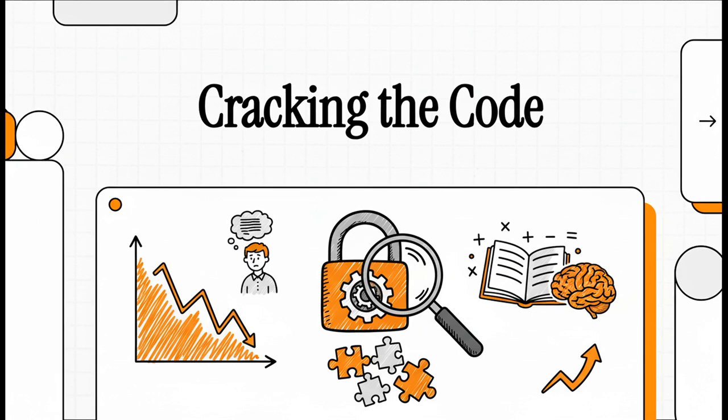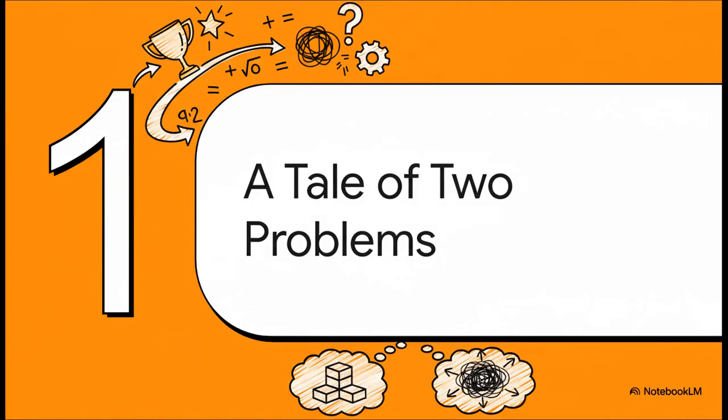We'll use real state test data to figure out exactly where students are stumbling and, more importantly, how we can help them soar. Okay, so let's get right into the heart of this mystery. I'm going to show you two problems. And look, on the surface, they seem to be testing the exact same skill. But the student outcomes, they couldn't be more different. And this, right here, is where the data starts to tell a really fascinating story.